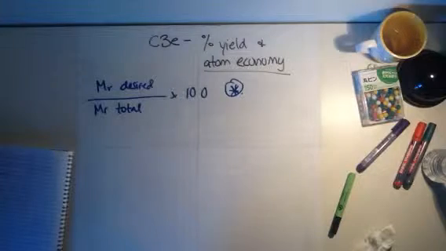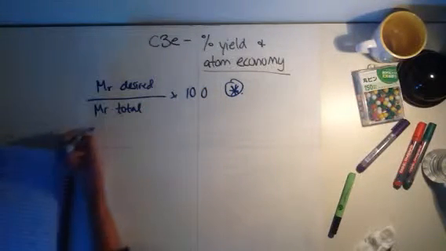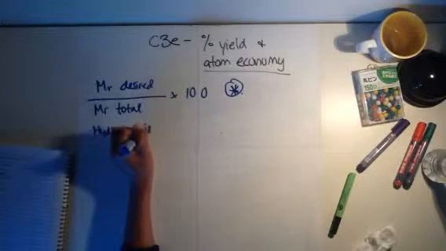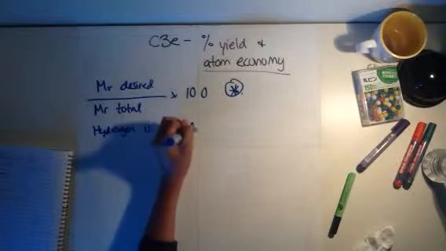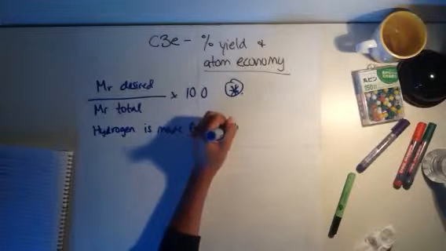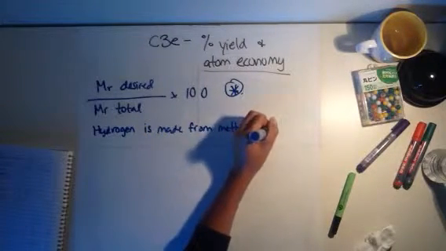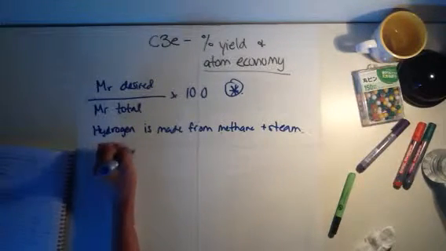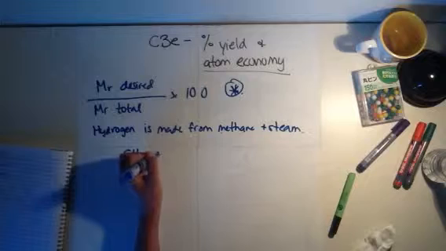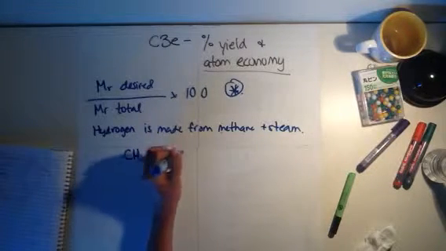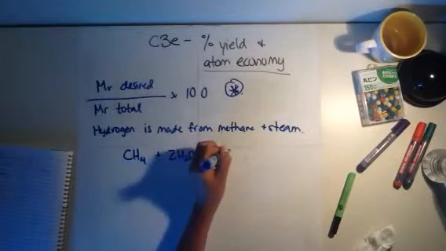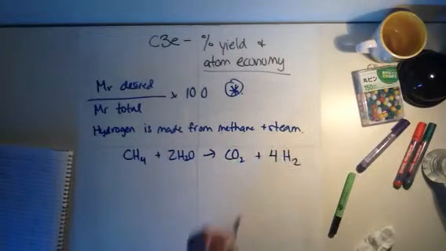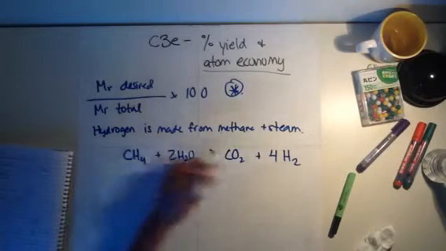So in this example, the question just says hydrogen is made from methane and steam. That is it. And you're given the formula, methane and steam, so methane CH4, 1 carbon, steam is just water, so you have carbon dioxide and hydrogen.